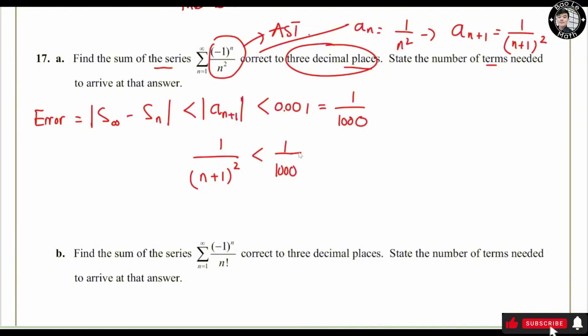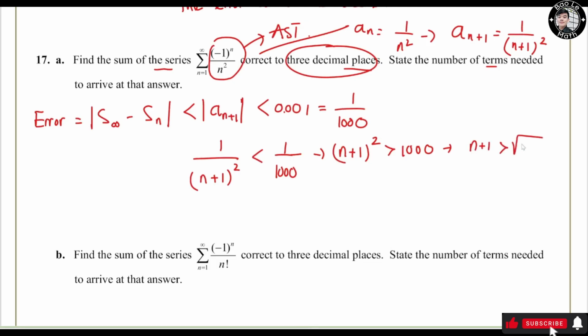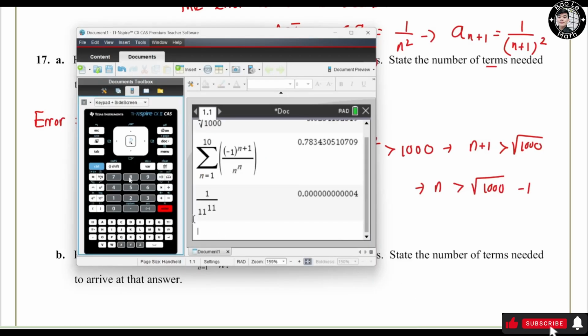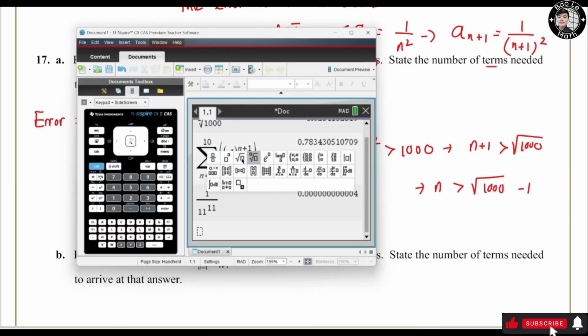Now we're going to take the reciprocal of both sides, so it will be n plus 1 altogether squared greater than 1000. Then take the square root of both sides, so it will be n plus 1 greater than the square root of 1000. Then n greater than the square root of 1000 minus 1. So we're going to bring up the calculator, press the button right here, and check the square root right here.